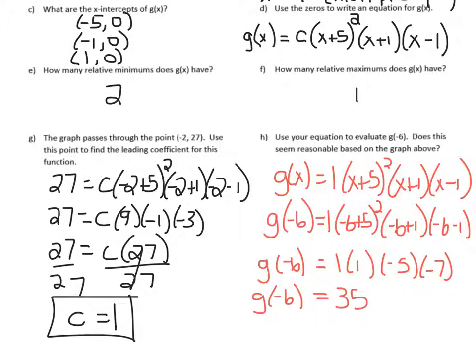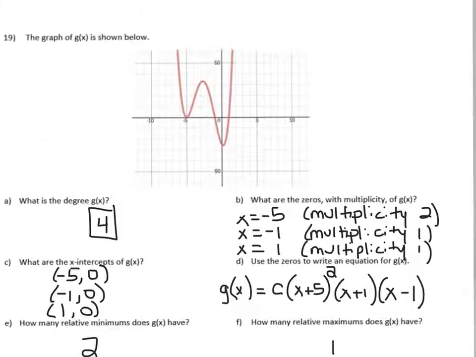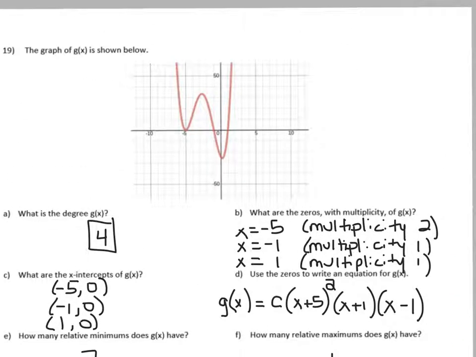Now it says, does this seem reasonable based on the graph above? So let me just scroll back up to the graph. Does g of -6 equal 35? All right, so let's scroll up and see. Okay, it's kind of hard for me to be exact with this pointer here, but -6 is right here. So if I follow that up to the graph, it looks like the line is right about there. It's kind of hard to see the line on your paper because the photocopy job isn't the best, but I would say it's somewhere right about here.